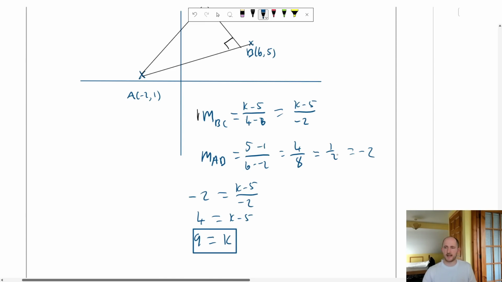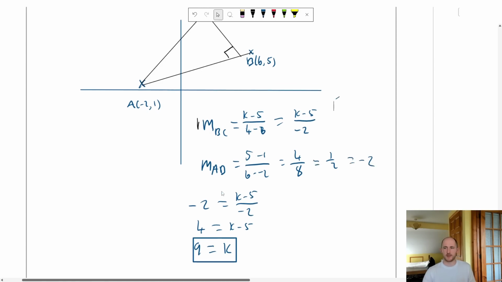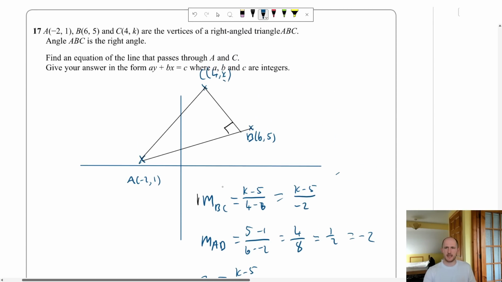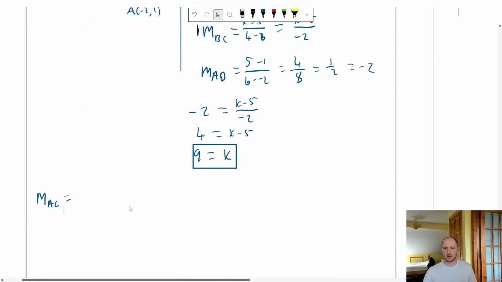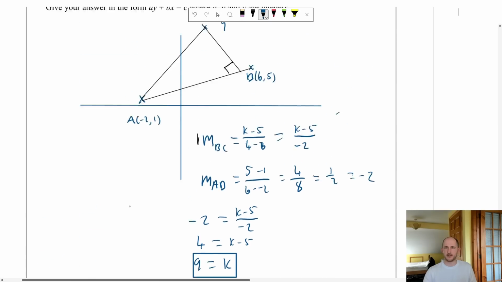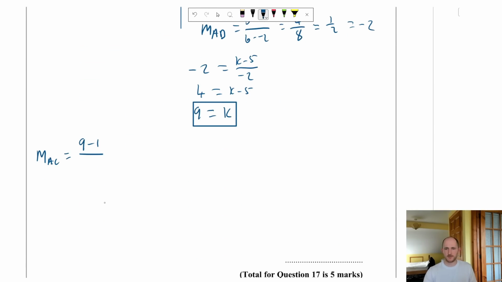So again, the way I worked that out is I took the negative reciprocal, it doesn't matter of which one you take the negative reciprocal, and made it equal. The reason for that is perpendicular gradients are negative reciprocals of each other. So why is that important? Well, if I want the equation of the line passing through AC, I need the gradient of AC, and to do that I need the coordinate of C. So now MAC is going to be the difference in y over difference in x again, so 9 minus 1 over 4 minus minus 2. So that is 8 over 6, which is 4 over 3.